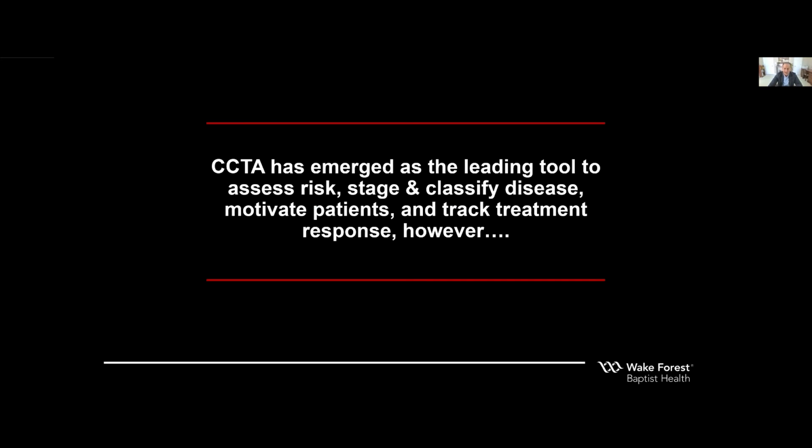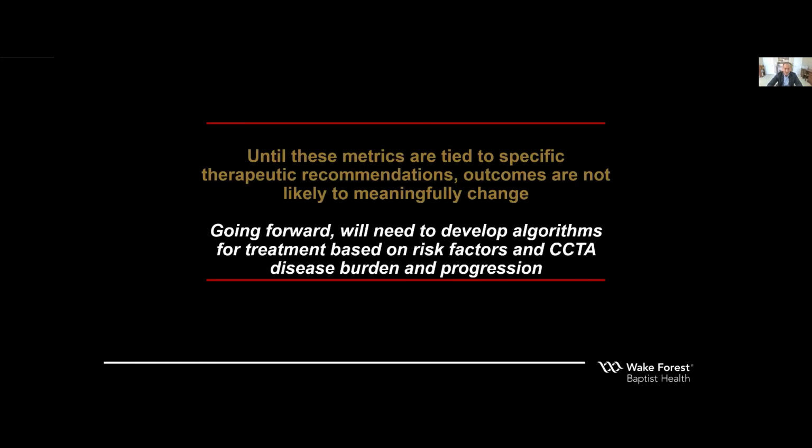So clearly, CTA has emerged as the leading tool to assess risk, stage, and classify disease, motivate patients, and track treatment response. However, in my mind, until these metrics are specifically linked to specific therapeutic recommendations, outcomes are not likely to materially change. Going forward, we'll need to develop algorithms for treatment based on risk factors and CTA disease burden and progression, i.e., just doing an imaging test isn't going to change outcomes. This needs to be linked to specific recommendations.